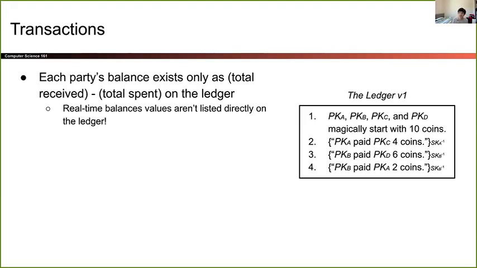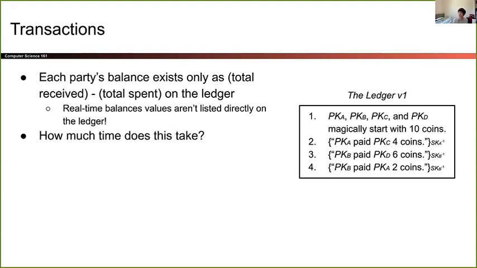And here's the key. Even though Alice has 8 coins now, the number 8 doesn't actually exist anywhere on this ledger. Instead, we're just saying Alice has 8 coins because if I do math through this entire ledger, I get to the number 8.